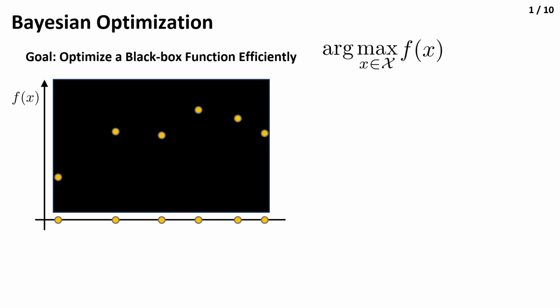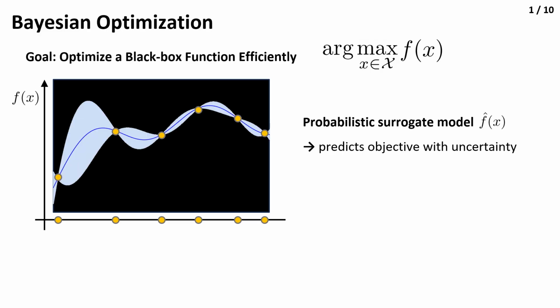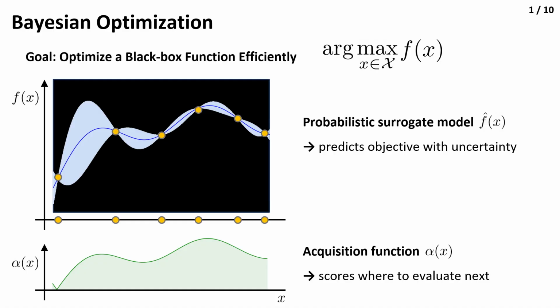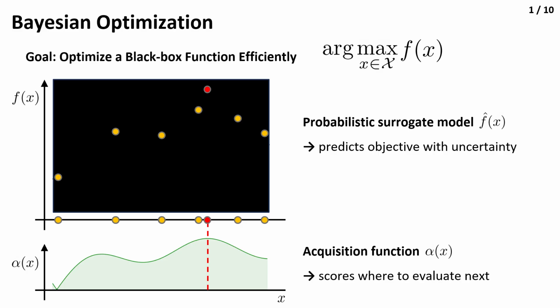This is where Bayesian optimization comes in. It uses a probabilistic surrogate model, and this predicts the objective value with uncertainty. Then we have an acquisition function. It uses the surrogate model to decide where to evaluate next. We pick the point with the highest acquisition value, like this red point, and evaluate the objective function. Then we repeat this process, search, evaluate, update, until we find the optimum.